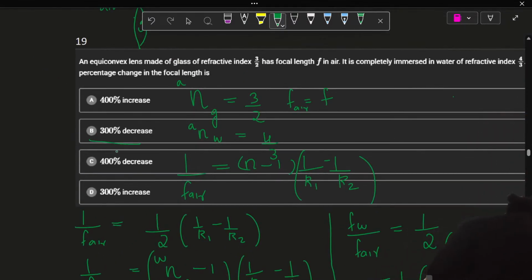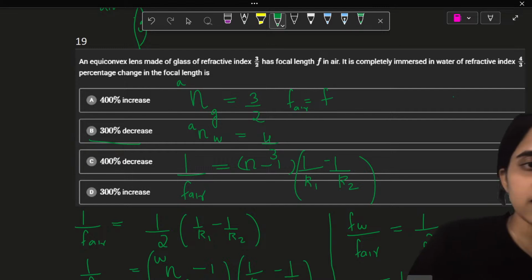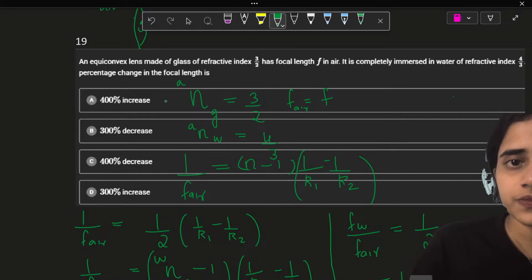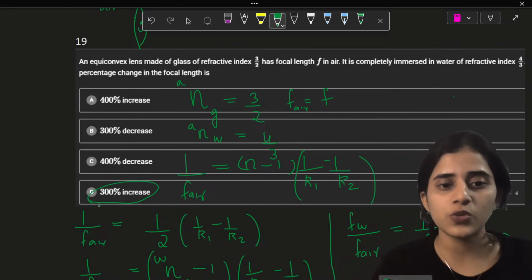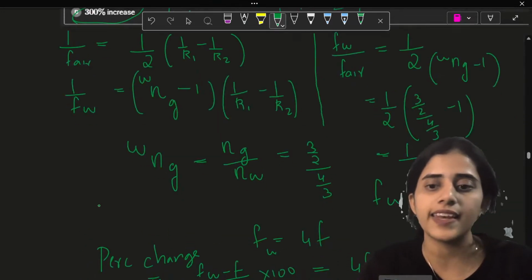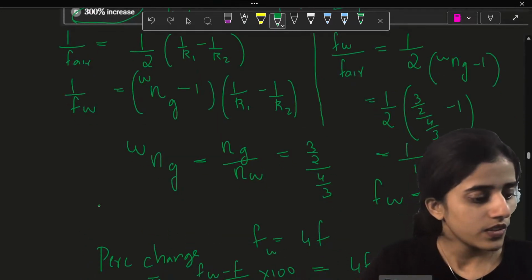Which option is that? 300 percentage decrease or increase? It would be increase, right? Focal length will not decrease. Why is it increase? Because it's positive. If it was in the other direction, it would have been negative. Okay?